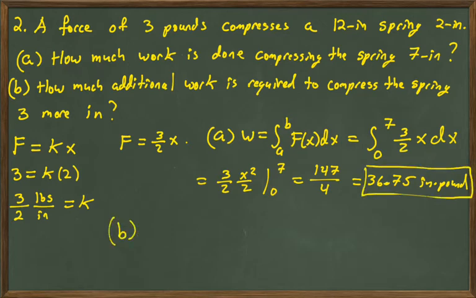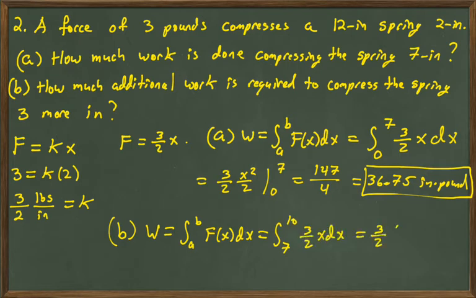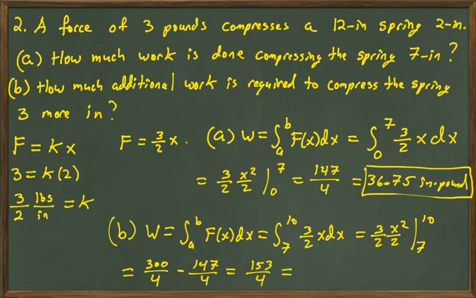For part B, the work, we're just going to go from 7 inches to 10 inches. So we've already compressed it to 7 inches. We're going to go to 10 inches compression. So 3 halves x dx, 3 over 2 times x squared over 2 from 7 to 10. So 300 over 4 minus 147 over 4. It's going to be 153 over 4, or approximately 38.25, and that's going to be in inch-pounds.